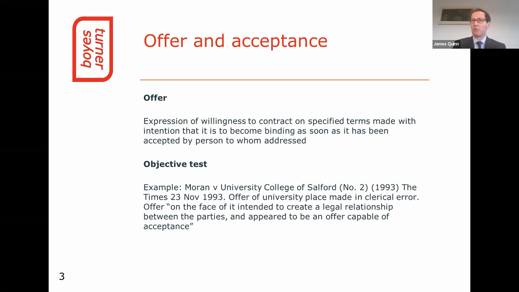Therefore, you can be taken to have made a valid offer if your words or conduct would lead a reasonable offeree to think you intended to be bound, even if in fact you didn't. To take one example, Moore versus University College Salford, an offer of a place at the university had been sent out to a student following a clerical mistake. The Court of Appeal said that the unconditional offer apparently made by the university was on the face of it intended to create a legal relationship between the parties and appeared to be an offer capable of acceptance. And this was the case even though the university hadn't intended to make the offer.